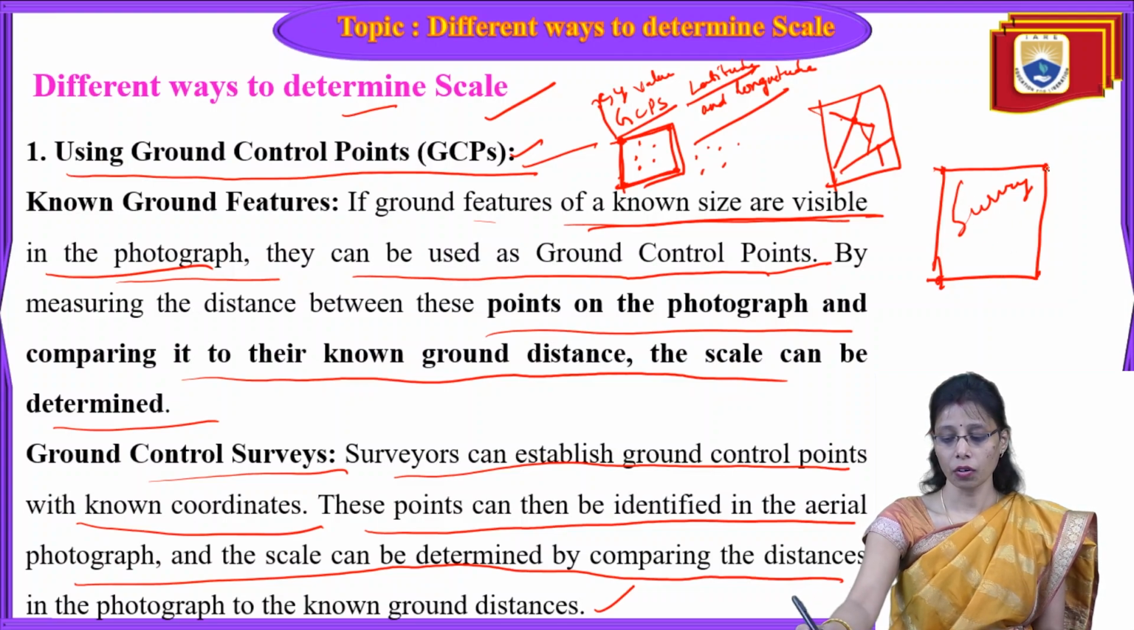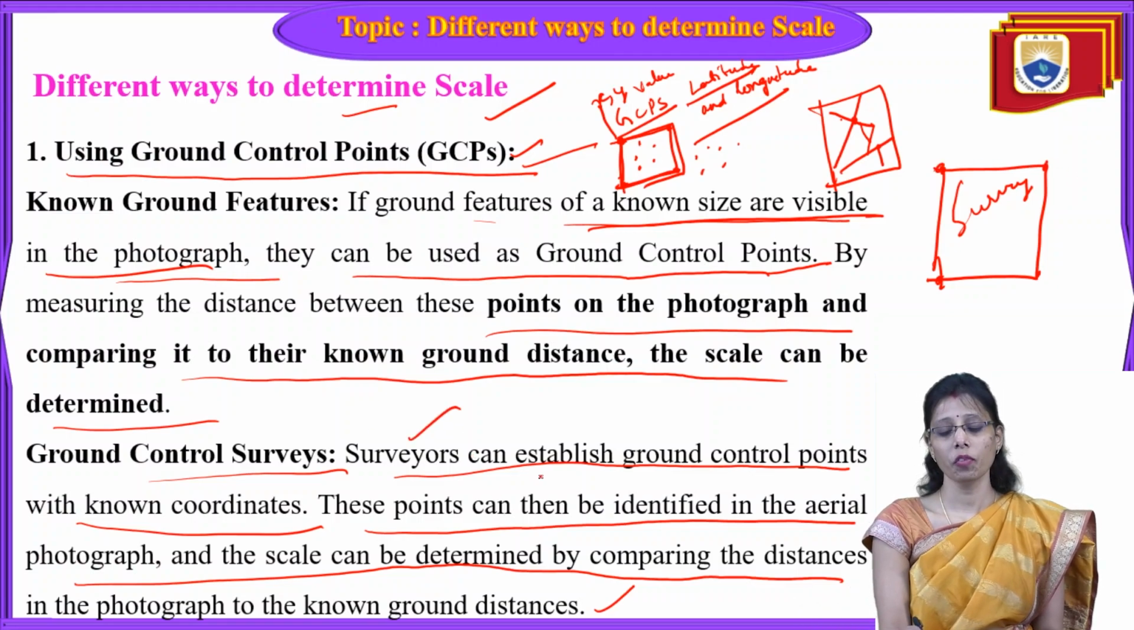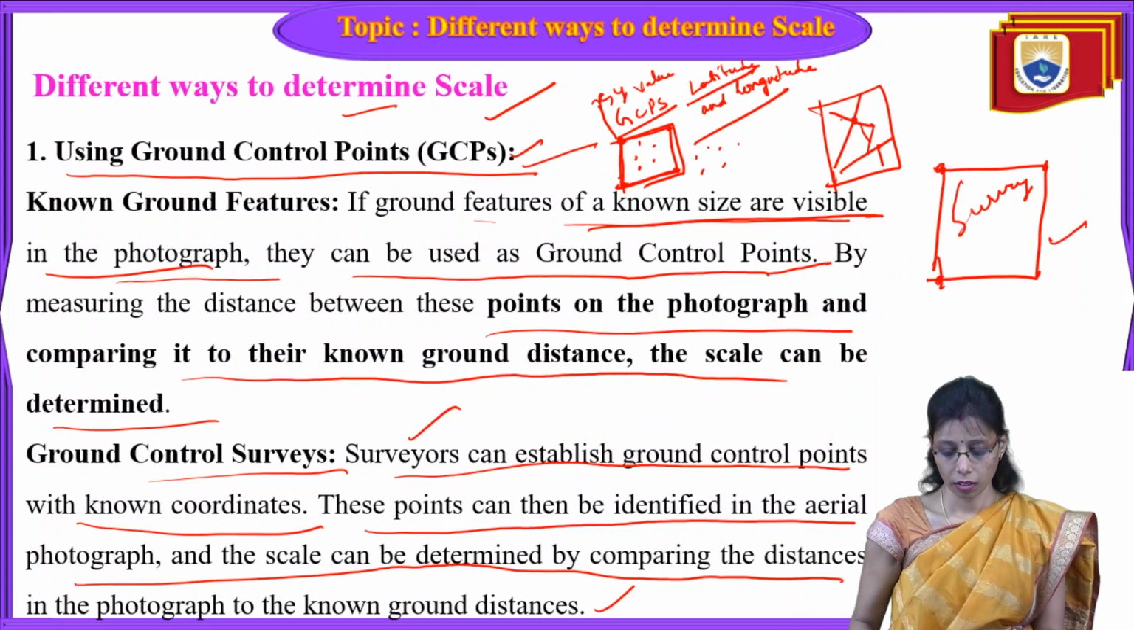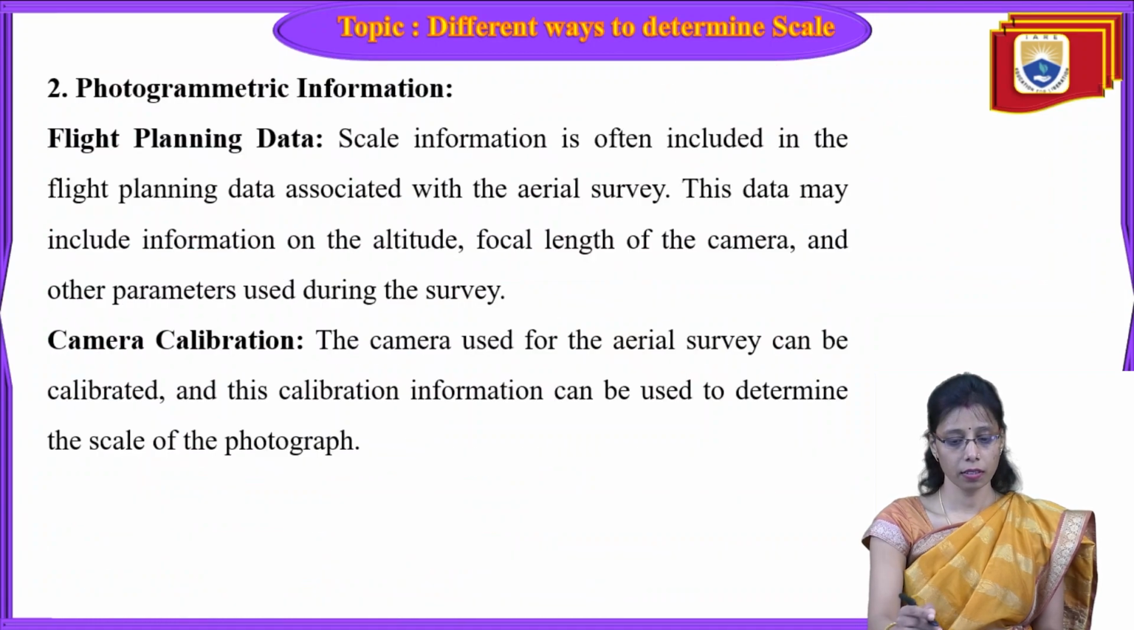So if a ground control point is assigned on the map by the surveyors, this map will have around 99% accuracy with the ground control points. So this map we can use as a reference for assigning the scale. Okay. Now next, there is one more.